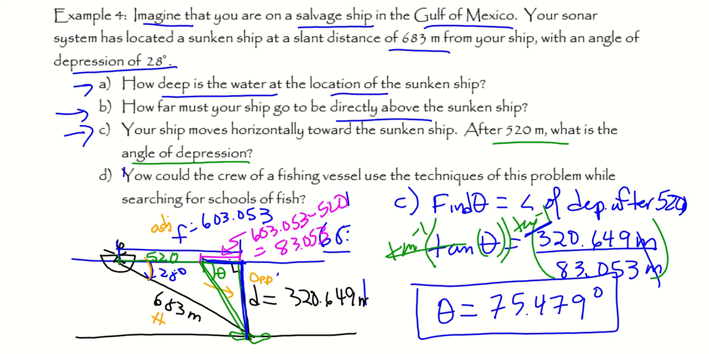So D says, how could the crew of a fishing vessel use the techniques of this problem while searching for schools of fish? I think that you could see this happen, that if they don't find a sunken ship, but find a bunch of fish swimming around, that they could and would use trigonometry in order to determine where they have to go to catch those fish.